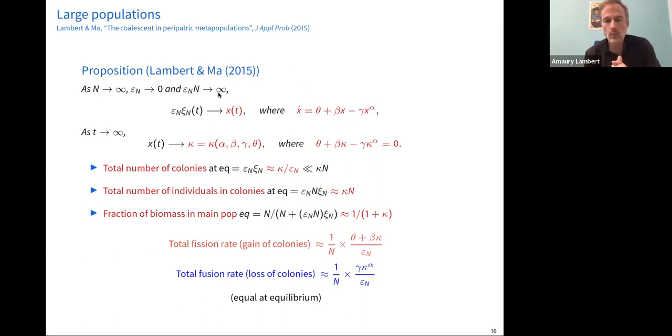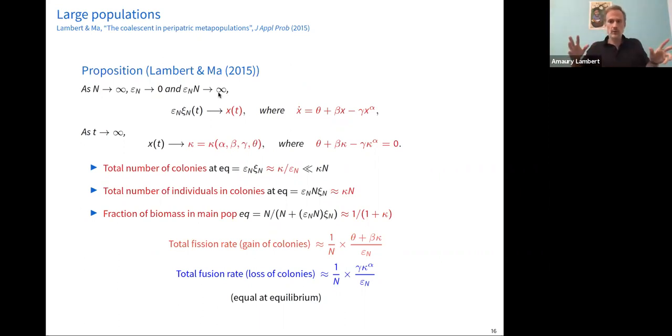And everything was designed so as to have one single globally stable equilibrium kappa, solution to theta plus beta kappa minus gamma kappa to the alpha equals 0. And so at equilibrium, the total number of colonies is of the order of kappa over epsilon, so that the total number of individuals in colonies as compared to inside the main population is kappa times capital N. So it's the same order of magnitude, it's constant, and the fraction of the biomass in the main population versus in colonies is 1 over 1 plus kappa.